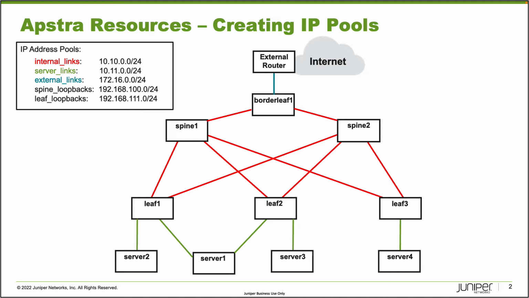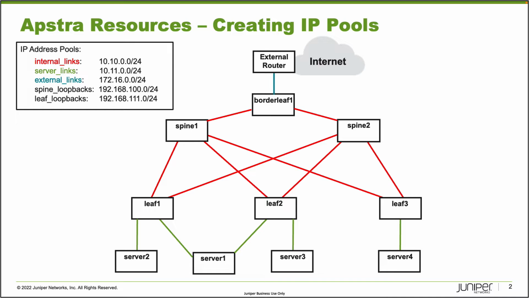And then we have the server links at the bottom, which are green. You can see that in the legend up top in the left, and you can see that in the topology as well. That's going to use the 10.11.0.0/24. And then we have the external links, that is only actually the one link from the border leaf 1 to the external router. We're going to pull that from the 172.16.0.0/24 IP pool, or we'll create an IP pool for that.